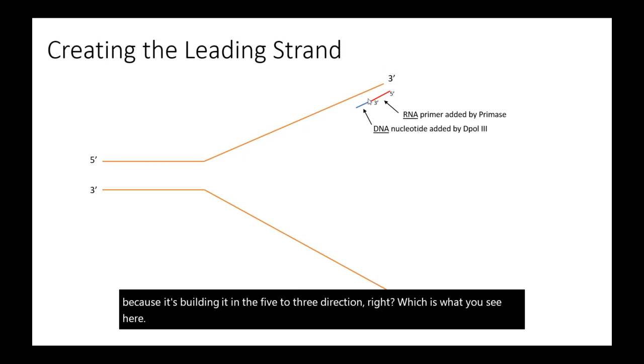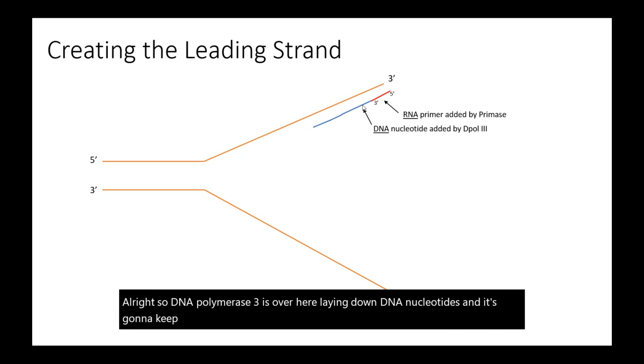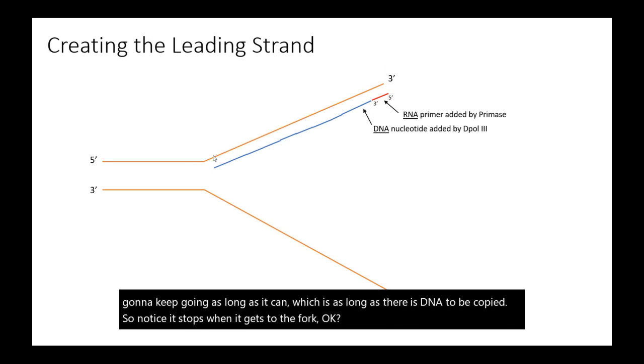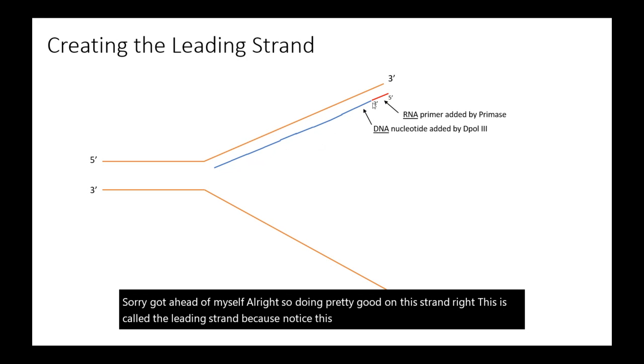All right, so DNA polymerase 3 is over here laying down DNA nucleotides, and it's going to keep going as long as it can, which is as long as there is DNA to be copied. So notice it stops when it gets to the fork, okay? Sorry, got ahead of myself. All right, so doing pretty good on this strand, right? This is called the leading strand because notice this new strand of nucleotides, once it got started, it just kept going. Okay, so we call this the leading strand.